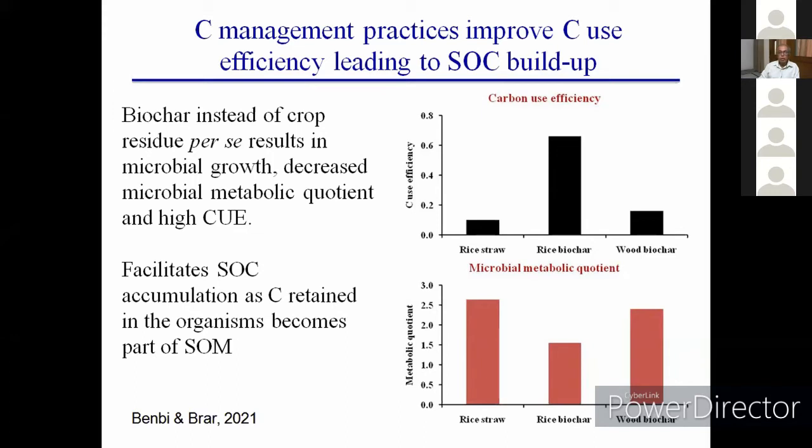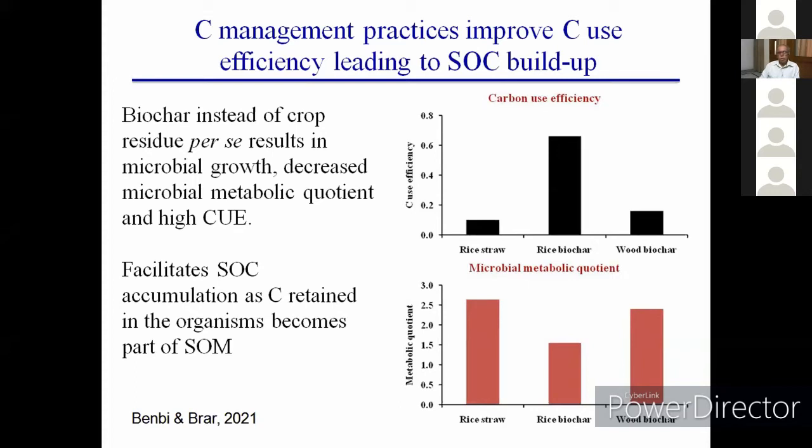Now, we have done studies, I'm not showing it here. The mean residence time, this carbon stays in soil is much longer. If you compare with rice residue, it is 65 days. When you compare with biochar, it's 470 days. So that means that stays in soil for a longer time. And why does this happen? Why do you have high carbon efficiency?